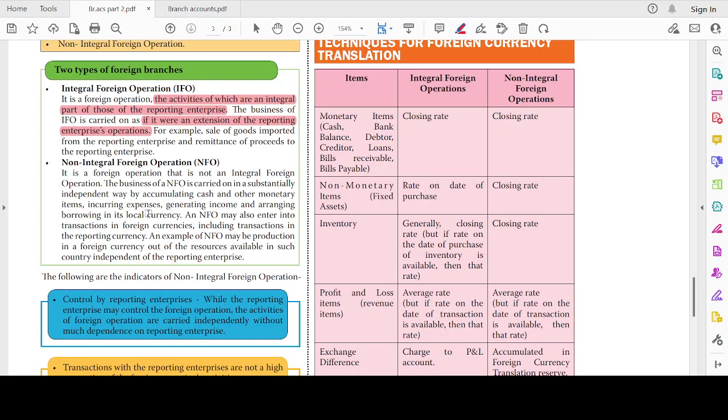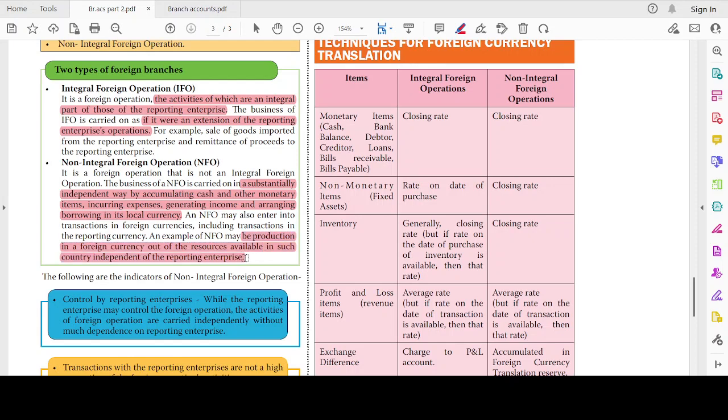The business of NIFO is carried on substantially independently, by accumulating cash and other monetary items, incurring expenses, and borrowing in local currency. Local currency means the corresponding foreign currency. Transactions in foreign currency may include transactions in the reporting currency also. They can do transactions in any currency. An example may be production in foreign currency out of the resources available in the country, independently.